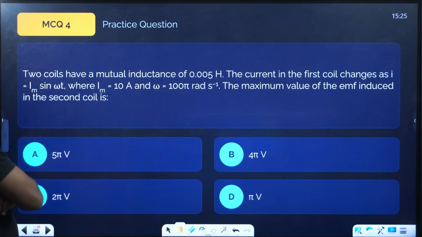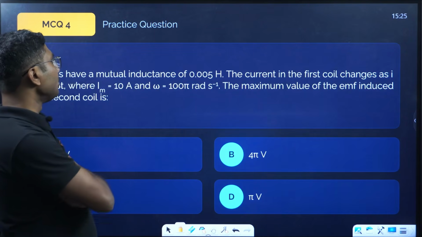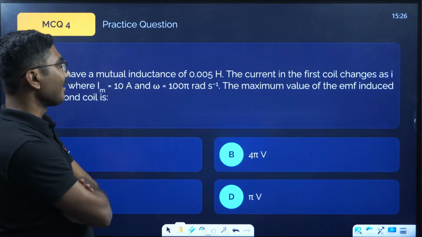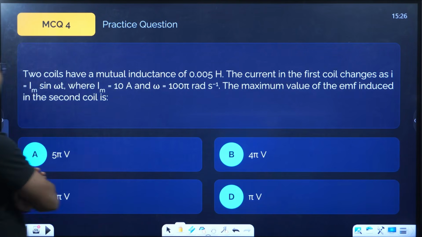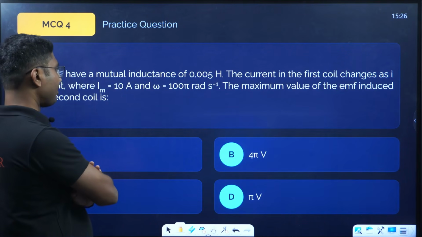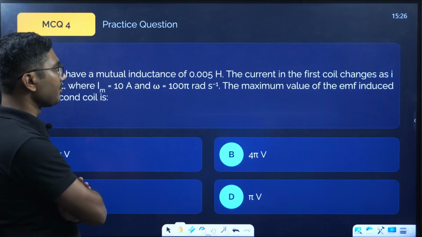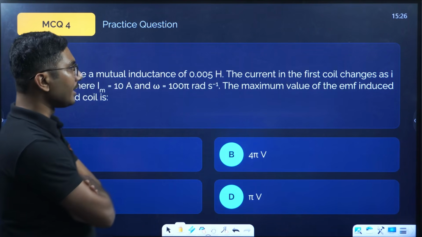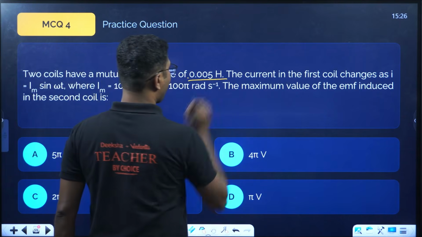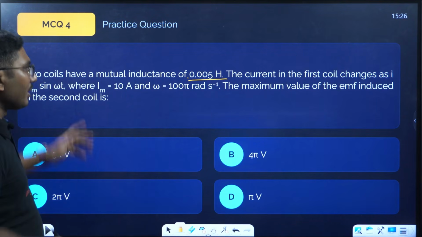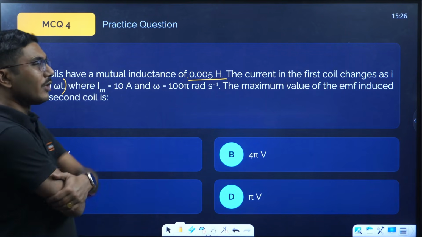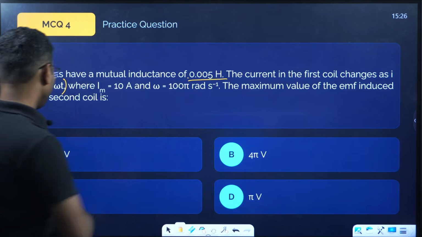Next question. Two coils have a mutual inductance of 0.005 Henry. The current in the first coil changes as I equals Im sin omega t, where Im is the maximum current, 10 ampere, and omega is 100 pi radian per second. The maximum value of the induced EMF in the second coil is. So mutual inductance is given, and the changing current is given in the first coil. They are asking what is the induced EMF in the second coil.